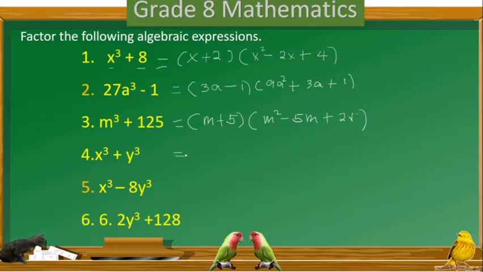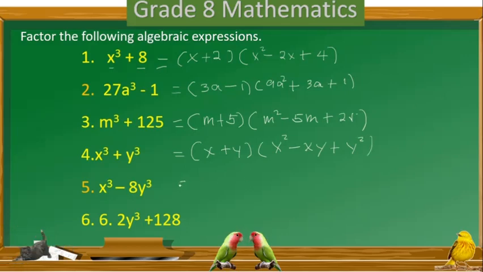Then the fourth one given is x cubed plus y cubed. So the cube root of x cubed is x. The cube root of y cubed is y. Then we have to square the first term, that is x squared, and the opposite sign. Then the product of the first and last term, that is xy. Then plus the square of the last term, y squared.